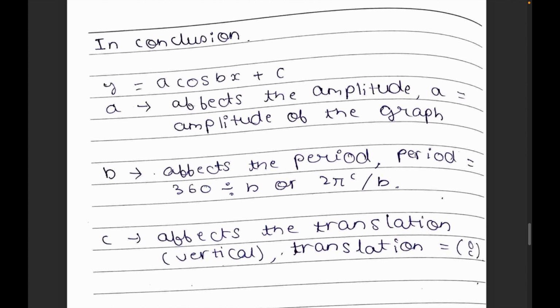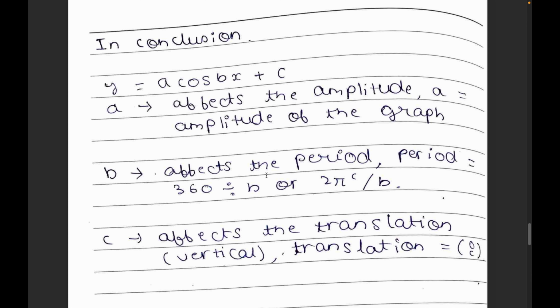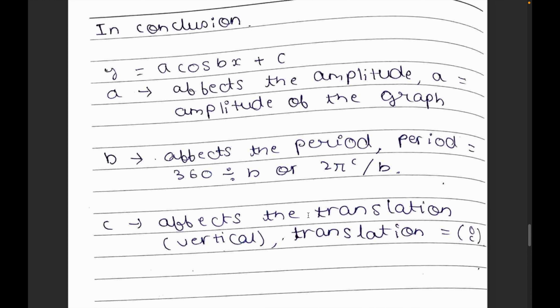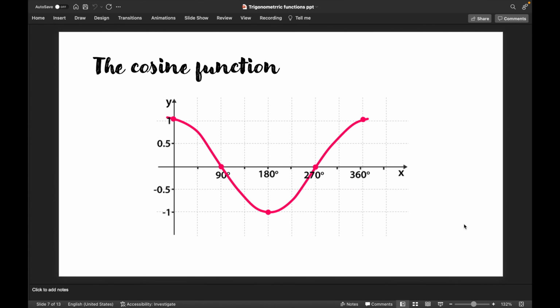So this is the conclusion. Very similar to the sin x one. So we have y equals a cos bx plus c. The a factor would affect the amplitude, and a would be the amplitude of the graph. B affects the period, and the period would become 360 divided by b, which is in degrees, or 2 pi by b in radians. And then c affects the translation, a vertical translation, and the translation would be 0, c. So that's all you need to know about the cosine function.